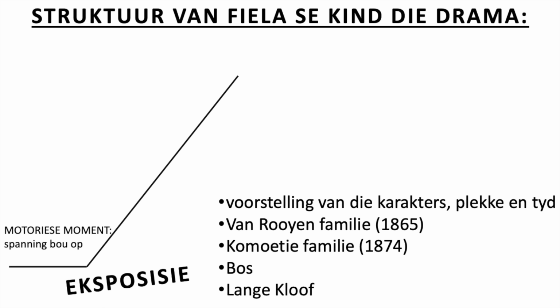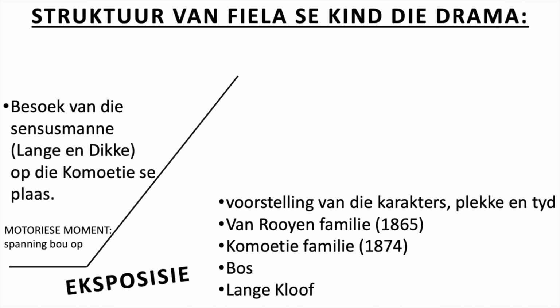Then the motoriese moment where the spanning starts to build up. This is the besoek van die census manne, Lange en Dikke op die Komoetie se plaas. The moment those census guys come to visit the Komoetie family, to count them, they don't see Benjamin at this point, but when they just get there, we know that something bad is going to happen. Because we know at one point Fiela says the whole time, dear Lord, please just keep Benjamin away, don't let him come here. I feel like we all knew in our heads, he's probably going to pop up somewhere. So the tension does start building when they get to the Komoetie family, to the Lange Kloof.